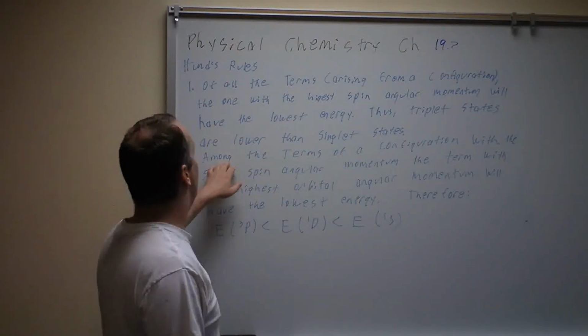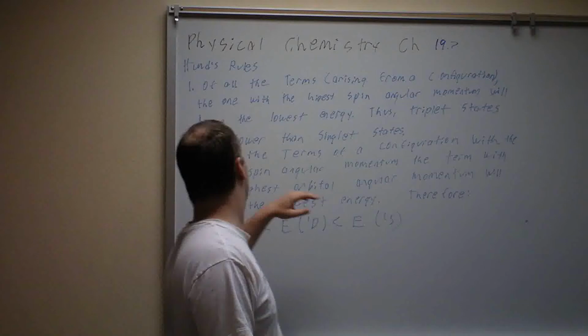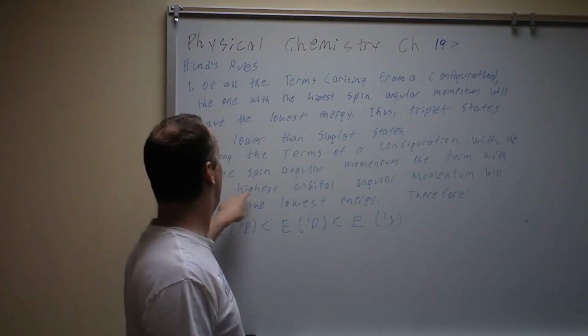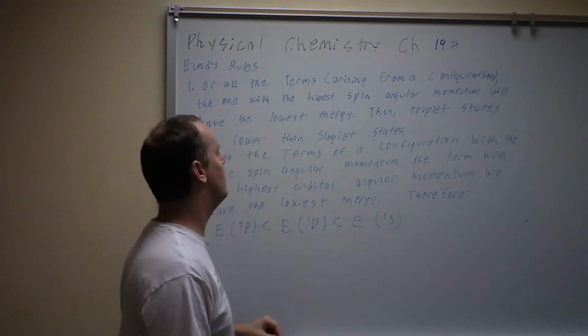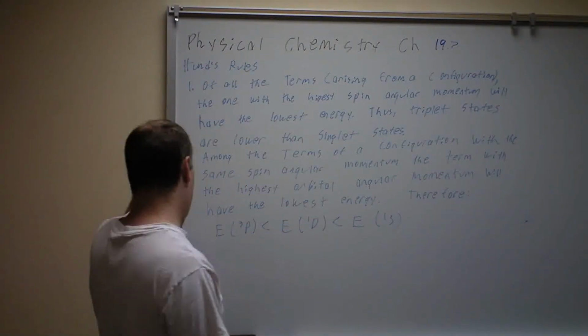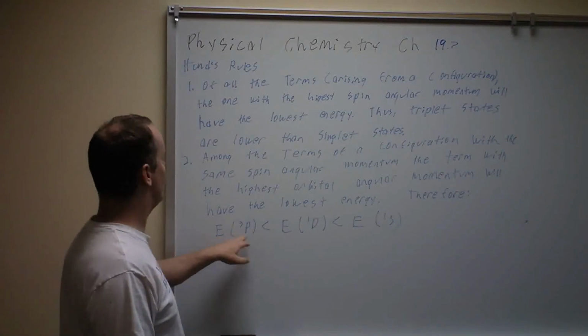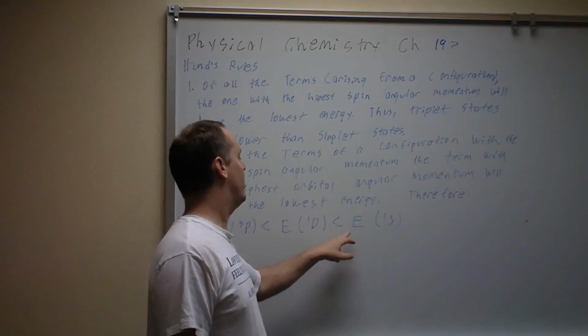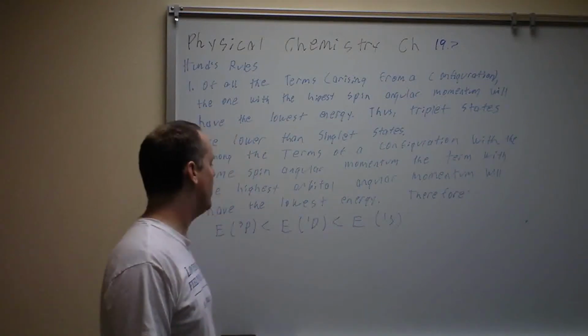Now the second rule: among the terms of a configuration with the same spin angular momentum, the term with the highest orbital angular momentum will have the lowest energy. So basically the energy of a triplet P state is less than the energy of a singlet D state, which is less than the energy of a singlet S state.